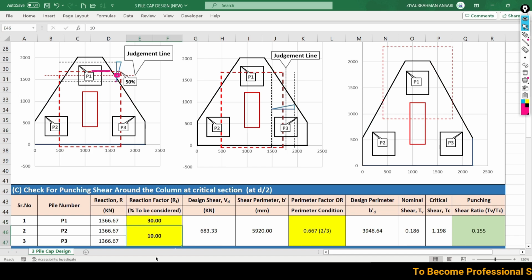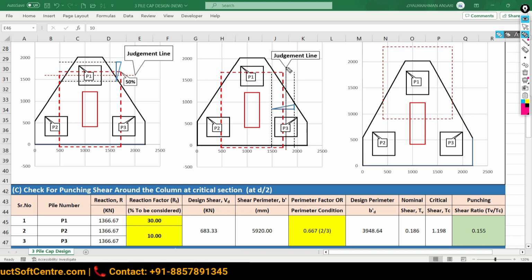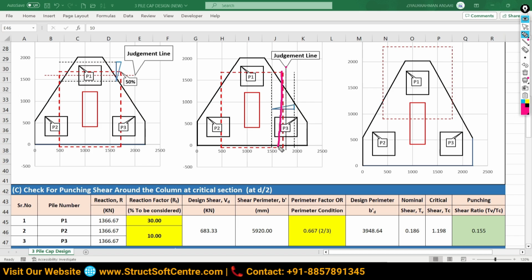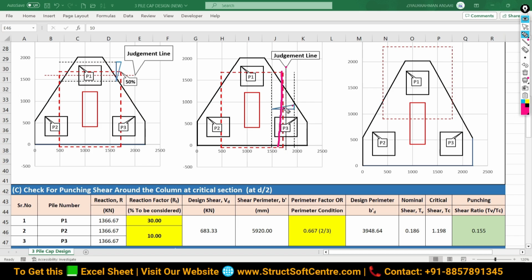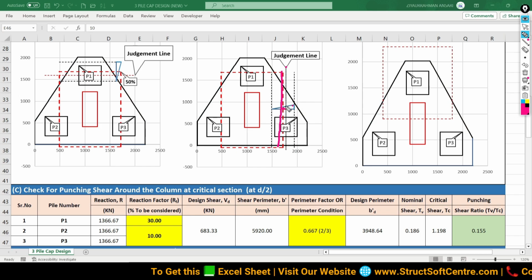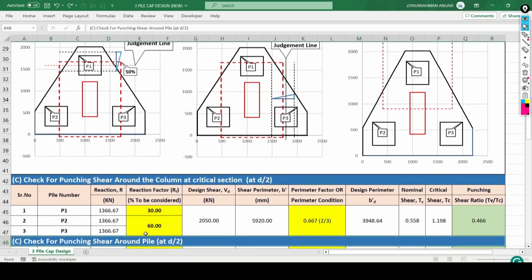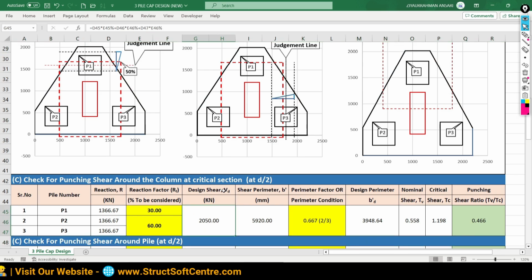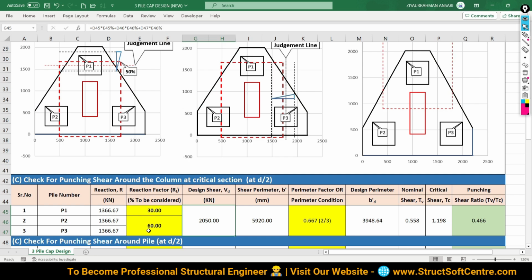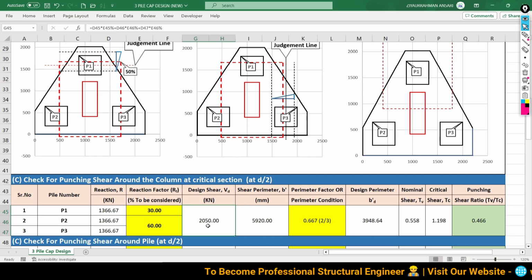So I'm going to take 30. Second, along the parallel direction, what are we getting for P2 and P3? This is the judgment line, and this is the line for the 50. This is the 100, so it is slightly more than 50. I am going to consider 60, directly 60. After that, the final total shear value becomes 2050. This is the final design shear by the addition of all these reactions after multiplying with the consideration factor. So we are getting the shear value as 2050.